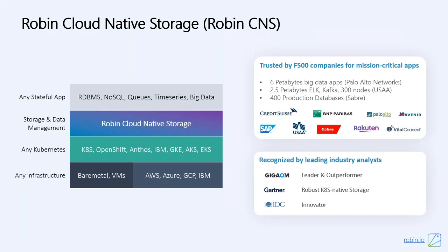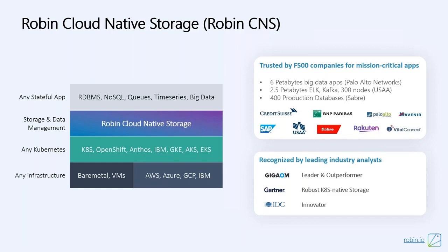So in a nutshell, Robin now gives you the ability to basically create a SAN-like storage system right on top of a Kubernetes cluster and make it available for your stateful applications, right? And we'll look at what are the other benefits in terms of day-to-day operations and application deployments. But before we go there, I just want to actually talk about a few proof points of our success in the market. So Robin is trusted by multiple Fortune 500 companies for running their mission-critical applications.